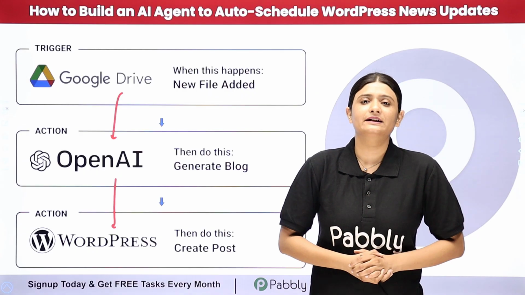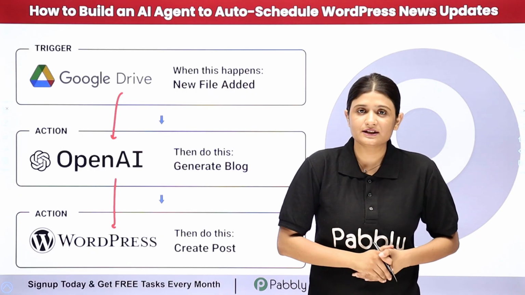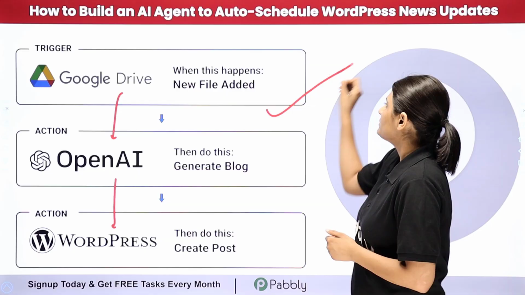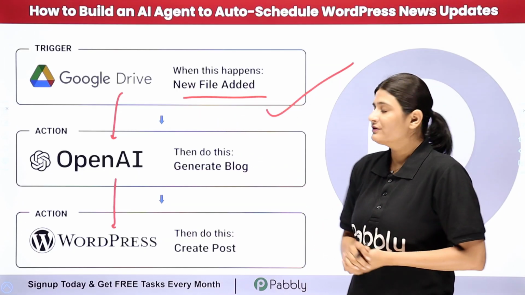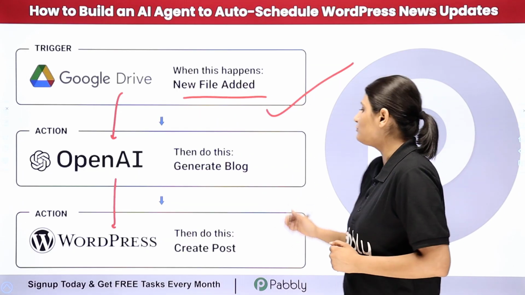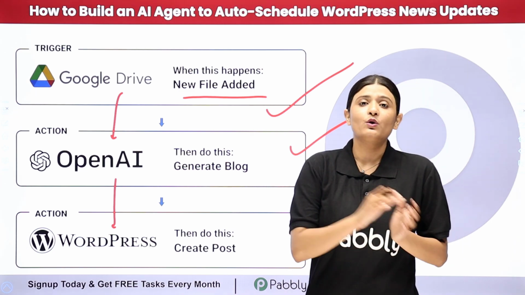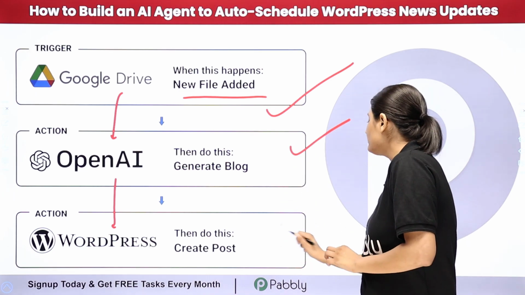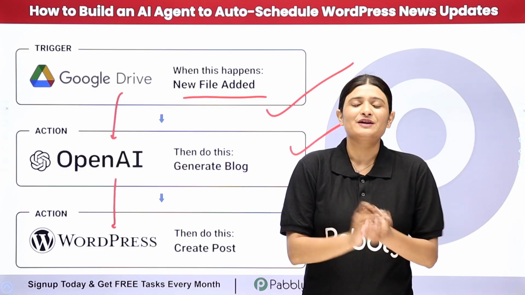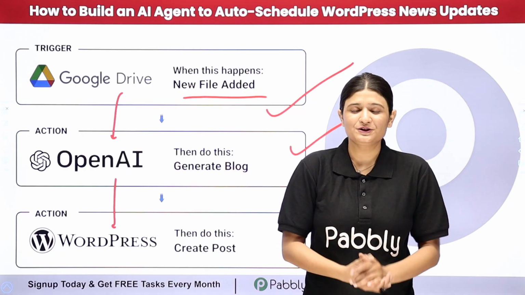With the help of Pabbly Connect, I am going to build this connection in such a way that whenever a new file is added to my Google Drive, the blog will be generated with the help of OpenAI, and then it will be automatically created as a post on my WordPress. Now if you want to learn the step-by-step process, then let me take you all to my screen.